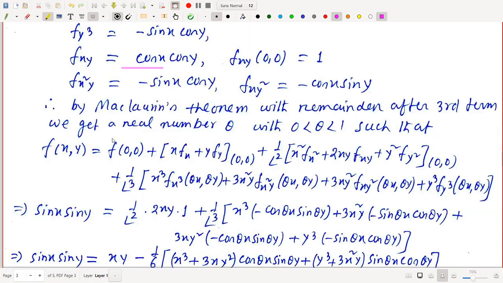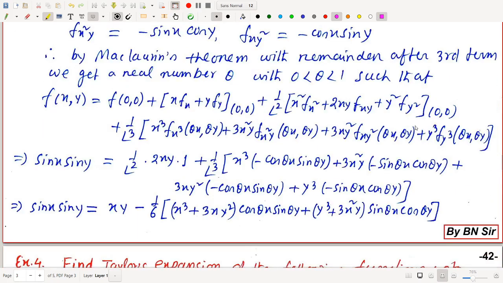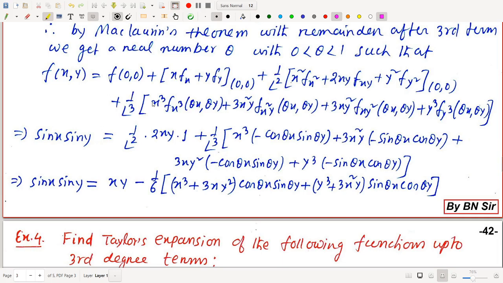Therefore, by Maclaurin's theorem with remainder term after the third term, we get a real number theta with 0 less than theta less than 1, such that f(x,y) is f(0,0) and then x fx plus y fy at (0,0), then 1 by 2 factorial [x square fx square plus 2xy fxy plus y square fy square], but at (0,0). Plus 1 by 3 factorial [x cube fx cube plus 3x square y fx square y plus 3xy square fxy square plus y cube fy cube]. But these third order derivatives are not at (0,0), but at theta x, theta y, because this is the remainder term, the fourth term after the third term.